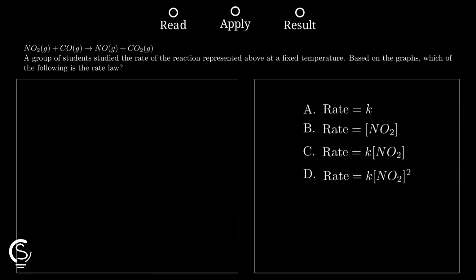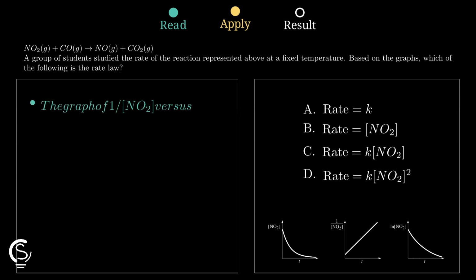First, look closely at the provided graphs to identify which one shows a straight line. We see that the plot of 1 over the concentration of nitrogen dioxide is perfectly linear. Remember that a linear plot of 1 over concentration versus time is the classic signature of a second-order reaction. This specific relationship tells us exactly how the rate depends on concentration.